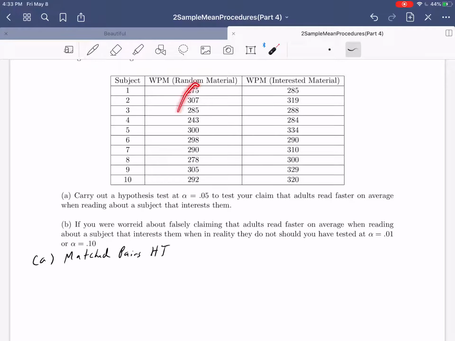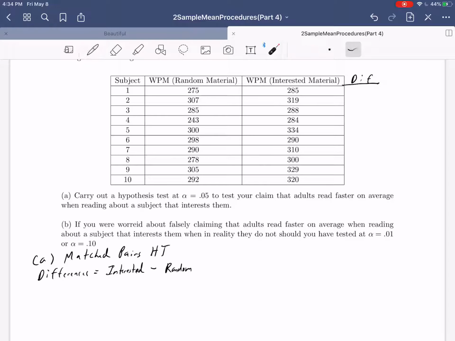That means that we're not going to actually use this or this as our data. We need to calculate those differences. Remember, the differences you can do either way. You could do the random words per minute and then subtract the interested words per minute, or you could start with the interested words per minute and subtract the random words per minute. It's always easier if you assure yourself of positive values. So if we look at this, the interested words per minute, 285, 319, 288, 284, and so on, these are generally higher than these. So to make this a little easier on ourselves, we're going to calculate our differences as equal to the interested minus the random.